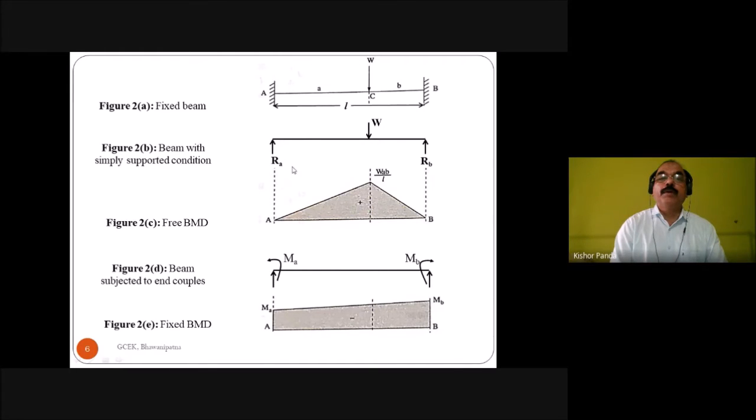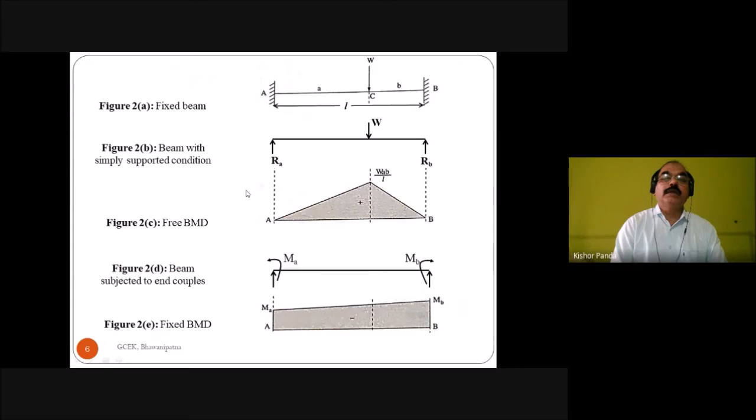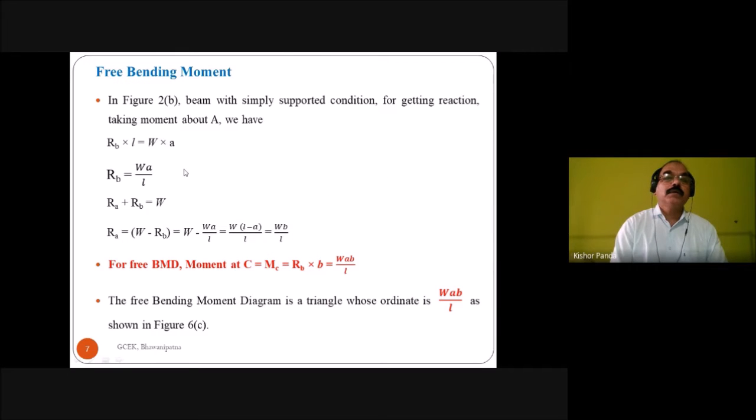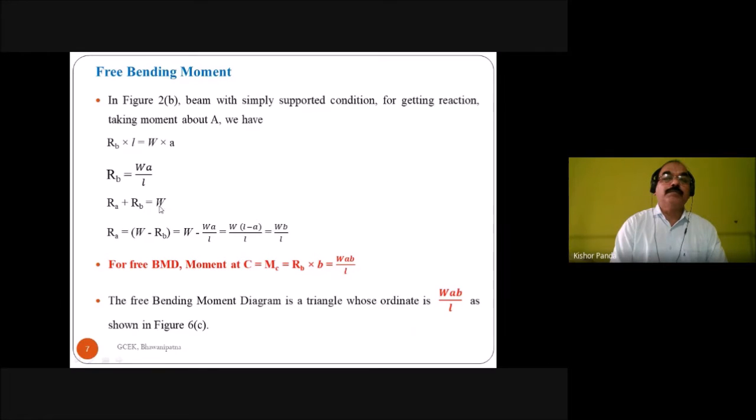Here you see the reaction at A is RA and the reaction at B is RB. So you have to take the moment about the support A: RB into L is equal to W into a. So RB is equal to Wa by L. Then the next equation you have to take, the summation of upward force is equal to summation of downward force. So what is the summation of upward force? These two reactions, RA plus RB. So RA plus RB is equal to the downward force, which is W. RA plus RB is equal to W.